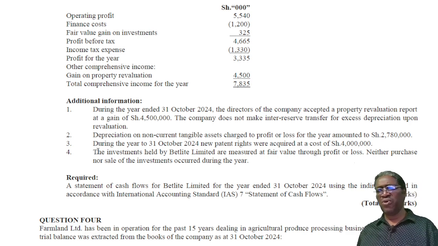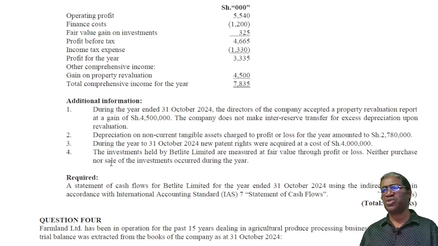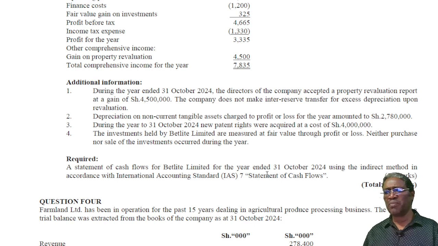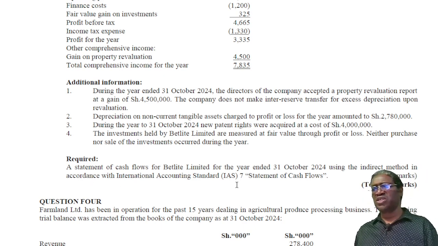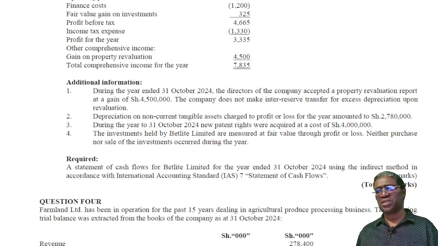Number 4, investments held by Bit Limited are measured at fair value through P&L or through profit and loss. Neither purchase nor sale of investments occurred during the year. Then you are required a statement of cash flow for the company for the year ended 31st of October 2024 using the indirect method according to International Accounting Standard number 7. Good. Let me now go on.